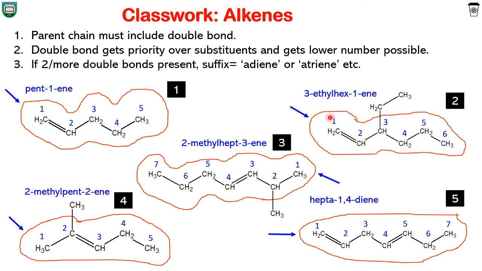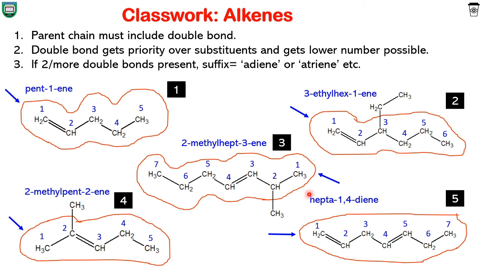For the second one, we have already discussed this one. It has a substituent at the third position, 3-ethyl, and the double bond is present on the first carbon, and it has 6 carbon atoms. So 3-ethyl, 6 carbon atoms, hex, and first position double bond, 1-ene. You should not put hexa because this molecule only has one double bond. The last molecule has two double bonds, that's why we are using hepta, adding a. Let's name the third molecule.